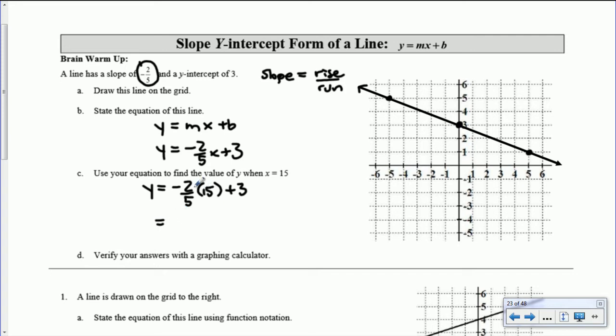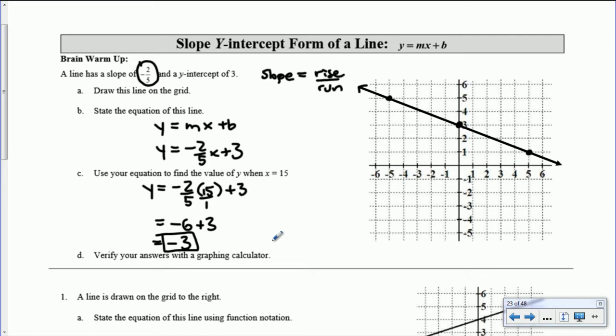Okay, so -2 times 15 over 5. Obviously you can do that in a calculator if you like. What you can also do is just multiply it in the fraction form. So -2 times 15 is -30, and -30 divided by 5 would be -6. So -6 plus 3, and the result of -6 plus 3 is -3.